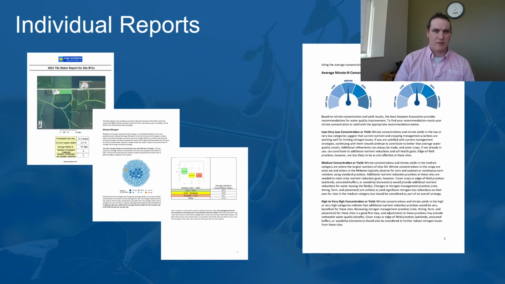So based on that information, we can create these individual reports for you so you can see, well, am I in the very low, medium, high, very high range? Where do I need to focus on my farm? So this is your individual results. It's not other people's. It's showing where you should focus your nutrient management, your nitrogen management.